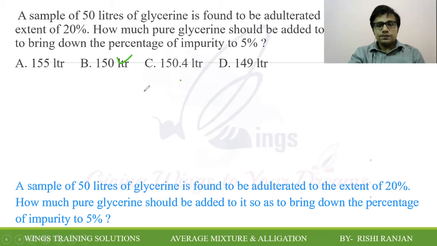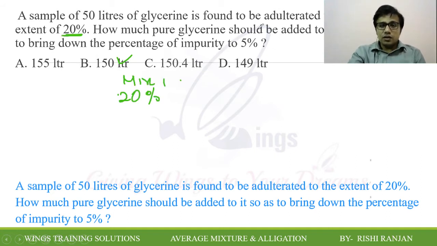First mixture, 50 liters, and the concentration of adulteration is 20%. That is mixture 1 of glycerin. Mixture 2 is pure glycerin. In the pure glycerin, the impurity is going to be 0%. There's no impurity in that. How much pure glycerin should be added? The second mixture is pure glycerin, but in this one the impurity is 0%.